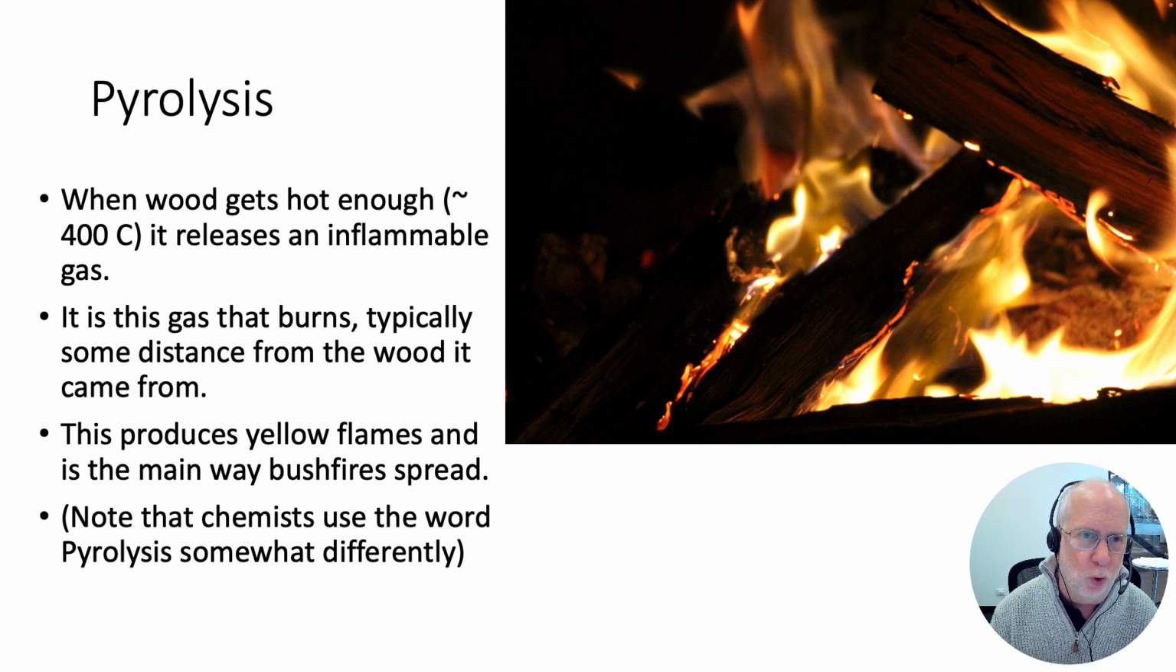Now, note that if you look up pyrolysis as a word, it's used in two different ways. In bushfire physics, it's used to describe the gas given off by hot wood that then burns. But it's also used by some chemists to talk about combusting something in the absence of oxygen. But anyway, when wood gets to about 400 degrees, it varies depending on the wood and how dry it is, you get this gas coming off, and it's a very inflammable gas.